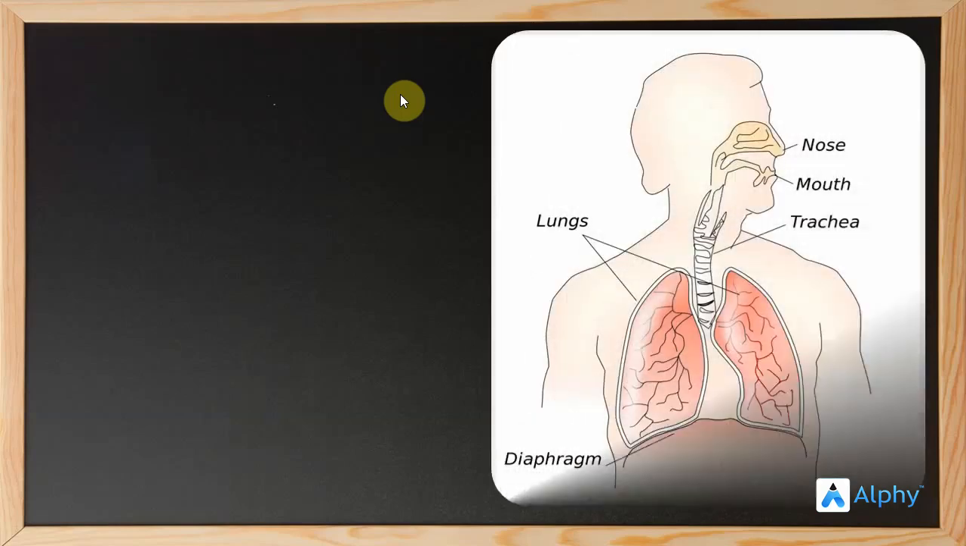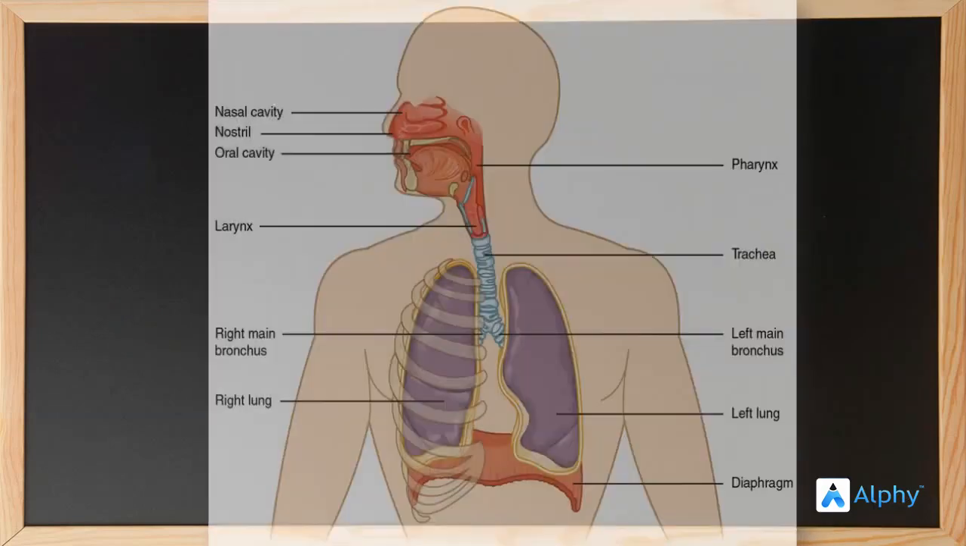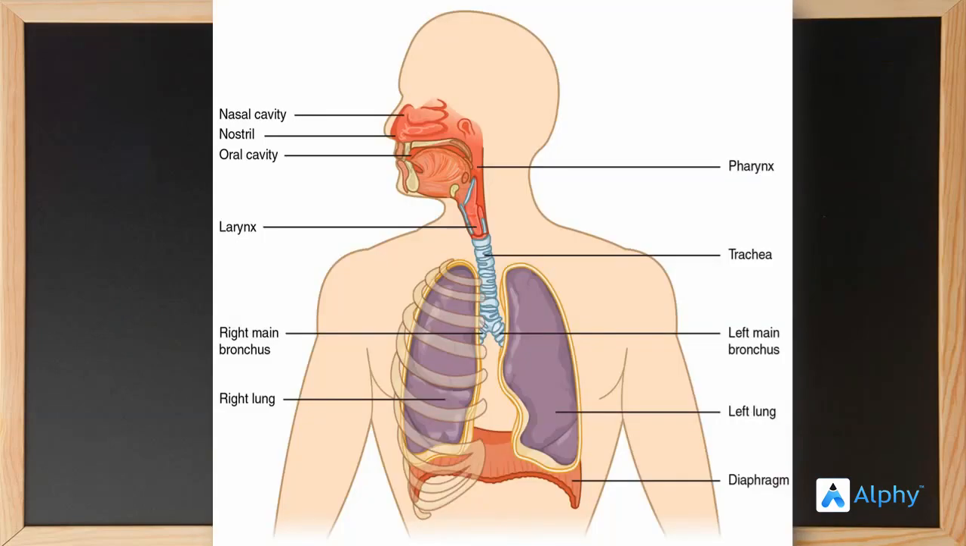Hello students. Today's video features the concept of human respiration. In humans we have a perfect organ system meant for respiration, and that is known as the respiratory system. This system begins in the nostrils, or the nasal cavity, and ends all the way at the lungs. Now let's discuss all of the parts in detail.